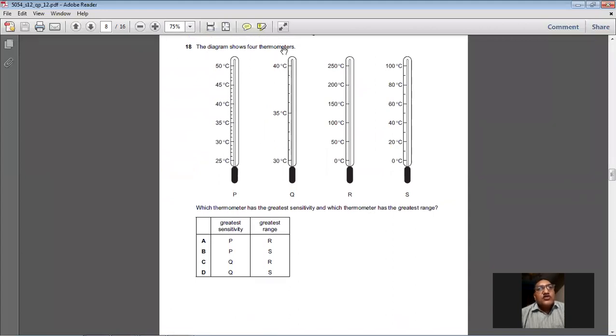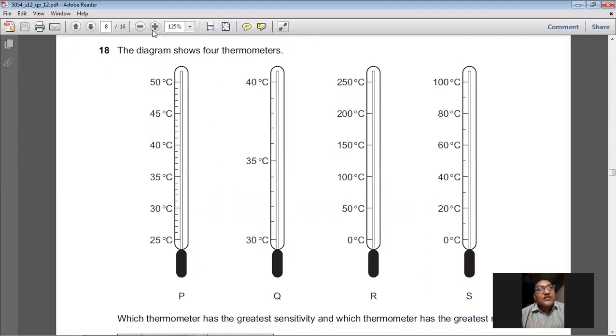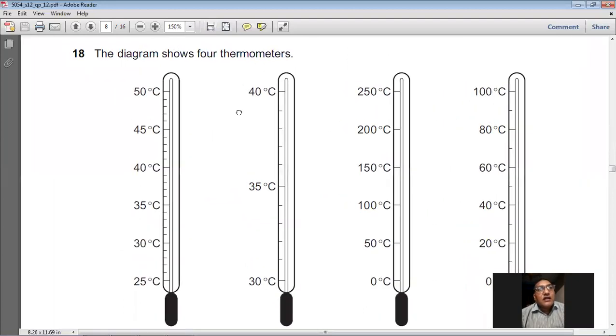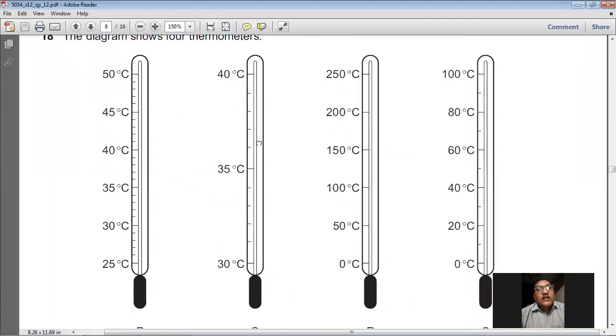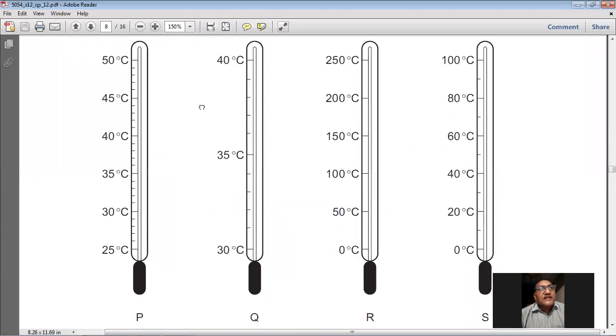The diagram shows four thermometers. Which thermometer has the greatest sensitivity and which thermometer has the greatest range? Let me increase the size so you can see it clearly. The greatest range is here in R, 0 to 250, so its range is 250. The others have a range of only 25, only 10, and only 100. So the greatest range is R.